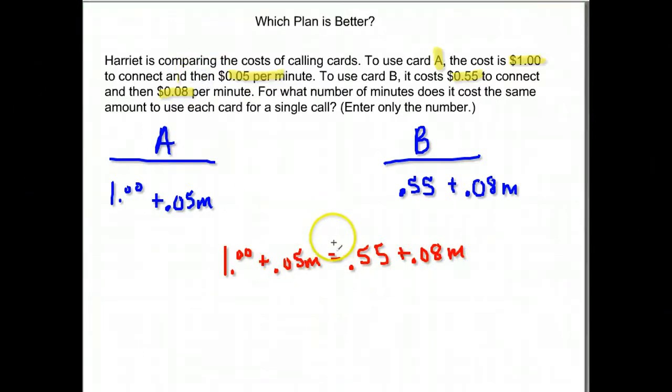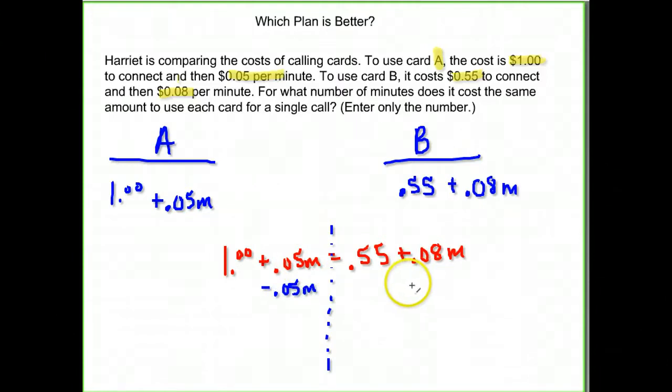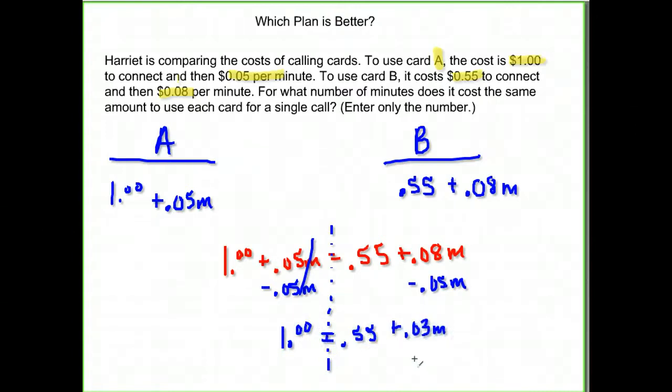So again, our goal in solving the equation, notice we have this equal sign right here in the center. Our goal is to get the variables, in this case the m's, all alone and everything else on the other side. So I have a positive 0.05 m. If I subtract it from this side, that will remove it from that side, and I just have to make sure I do exactly the same thing on the other side. So that leaves me with just $1 here equals 55 cents plus 0.03 m. We need to continue to solve.